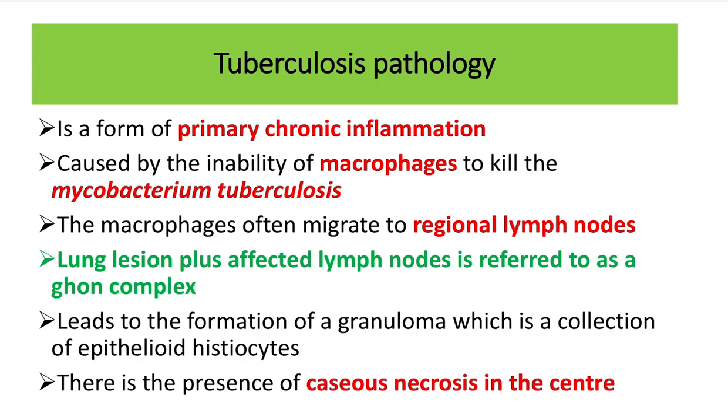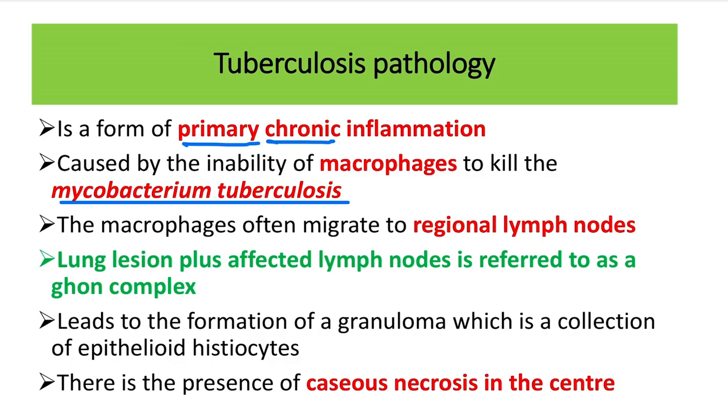First of all, it is primary chronic inflammation. So this point is very, very important. It is the primary inflammation and it is the chronic inflammation, caused by Mycobacterium tuberculosis. Then the second one, it is caused by the inability of macrophages to kill Mycobacterium tuberculosis. Mycobacterium tuberculosis is a strong organism. Actually, the covering of the Mycobacterium is very, very strong. For this reason, macrophages cannot kill Mycobacterium tuberculosis.